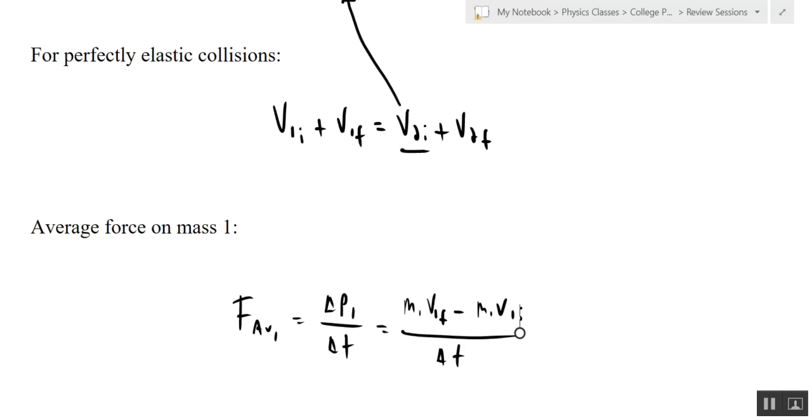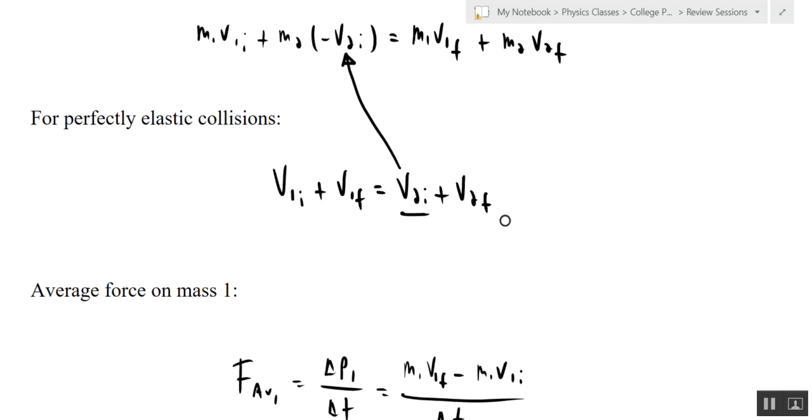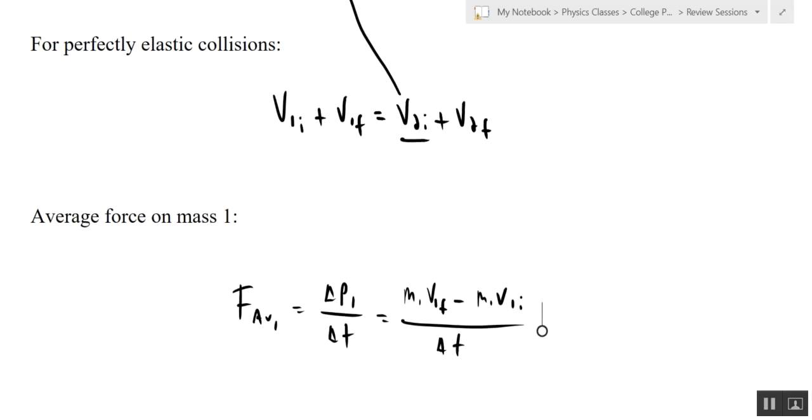Okay. So that's once again, you have to know conservation of momentum. You have to know how to use this equation for a perfectly elastic collision, and then average force again. Okay. So does that make sense? Okay. So the first three are momentum, and then we're going to move on from momentum.